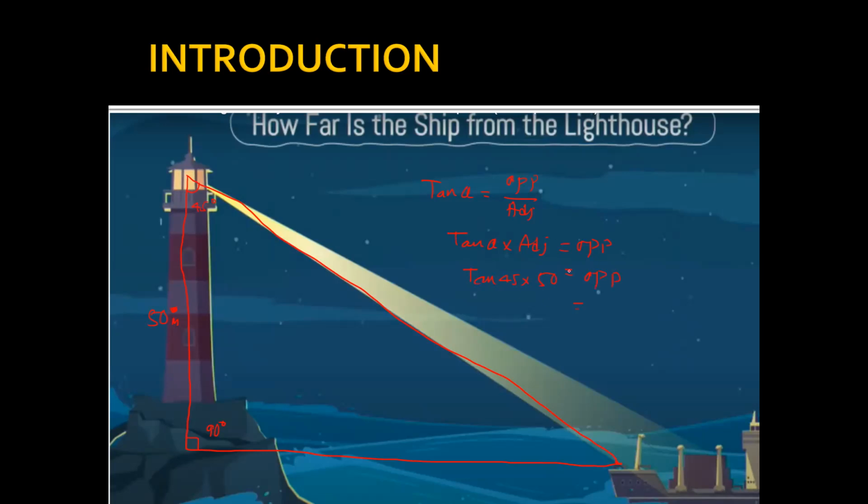Now we know that tan 45 is nothing but 1. We didn't learn this yet. We can learn in the next class how tan 45 is coming 1. Okay, and then 50, and then opposite. So opposite is nothing but 50. So the opposite side will also be 50 meter. So here see what a great application. We found the distance between lighthouse and ship.